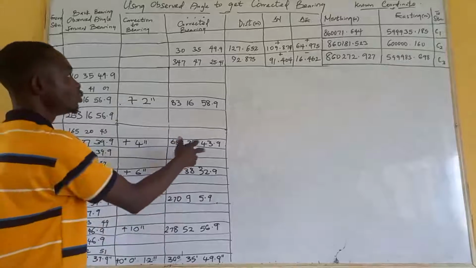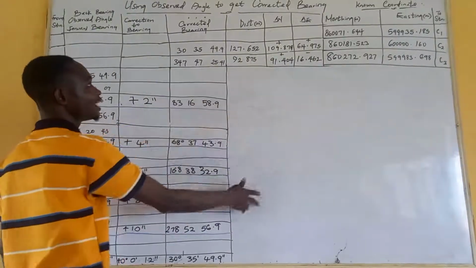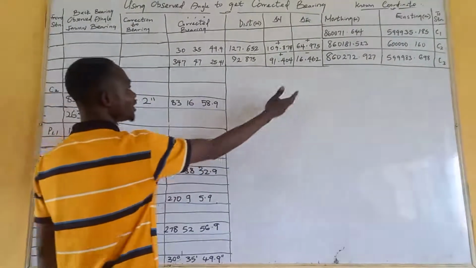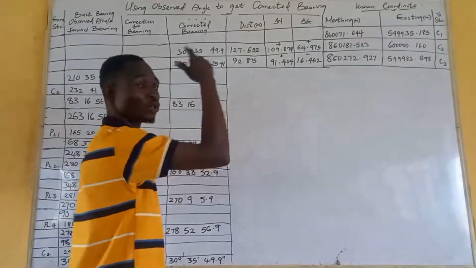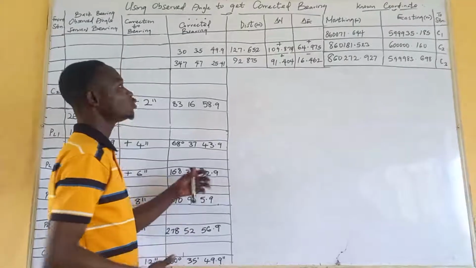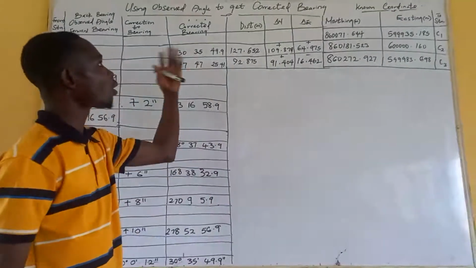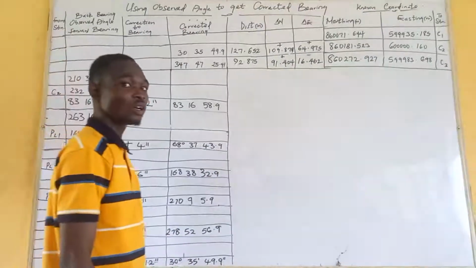Now, this is how to compute for corrected bearing. With this now and your distance obtained on site, you can get your departure and latitude. Then you'll be able to get your final coordinates and plot your traverse. You can just watch my video on how to do the full computation. Thank you.